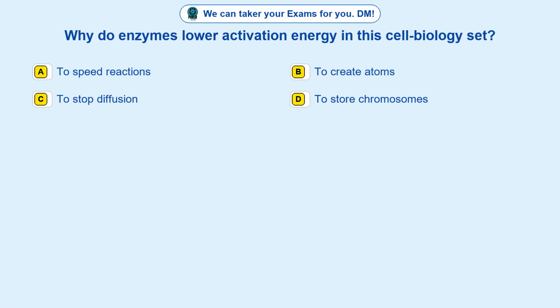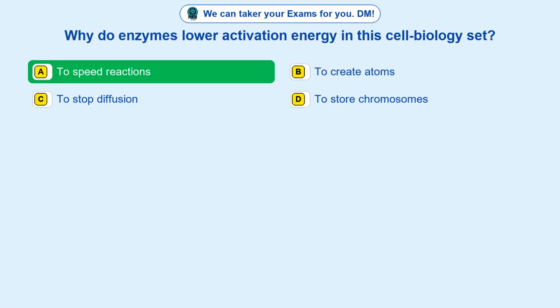Question 5. Why do enzymes lower activation energy in this cell biology set? Option A, to speed reactions. Option B, to create atoms. Option C, to stop diffusion. Option D, to store chromosomes. The correct answer is option A, to speed reactions.